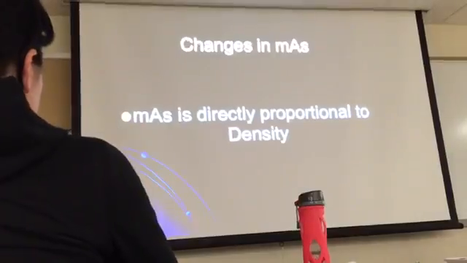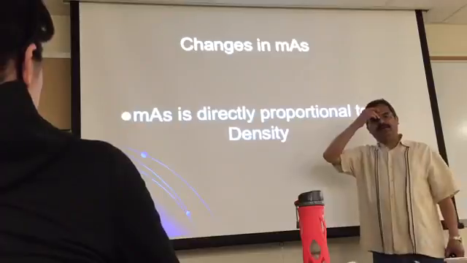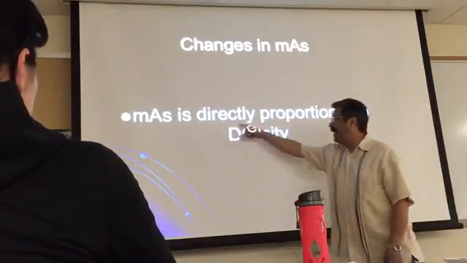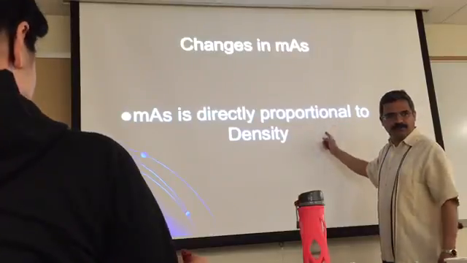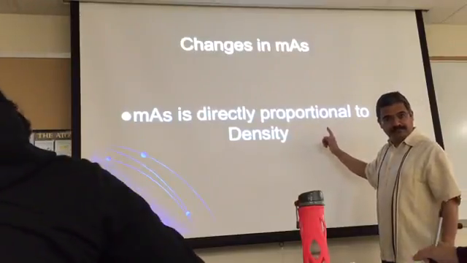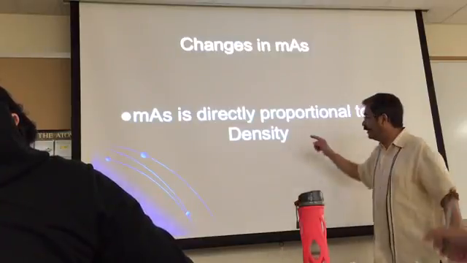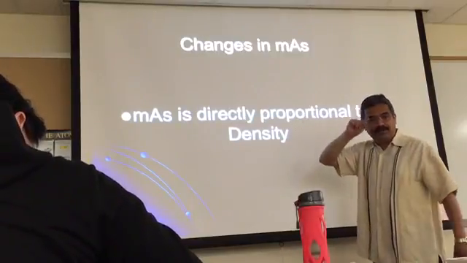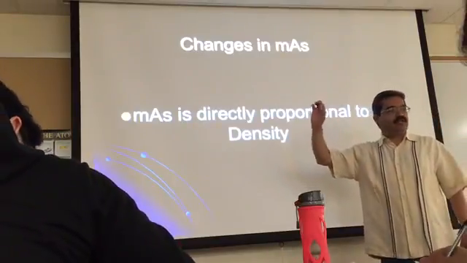All right, so changes in mass. Mass is directly proportional to density. Okay? And I tell you what, why don't you add one thing here? Mass is directly proportional to density and exposure. Okay? And then right next to exposure, under parentheses, say this is for DR and CR.